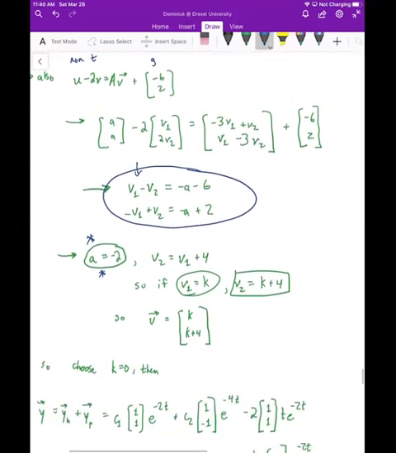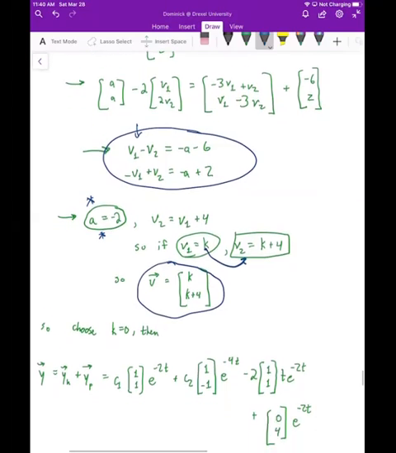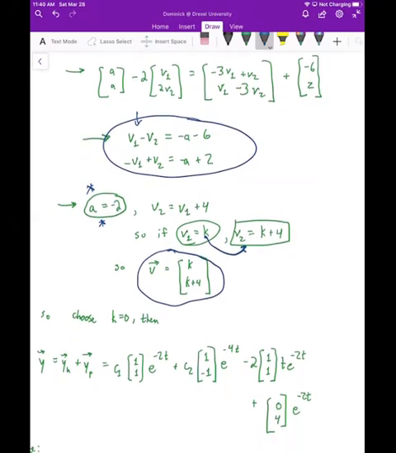Right? Now, the problem is since you have 3 unknowns and only 2 equations, you're only going to get a relationship between v1 and v2. So you can find that v1 is k, and then v2 is whatever v1 is plus 4. All right? So you get that v is this vector here. But we might as well make it easier on ourselves. Let's choose k to be 0, and then we get that our v vector would then be (0, 4).